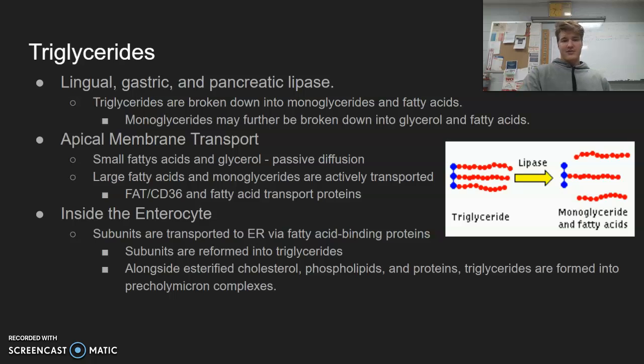But alongside esterified cholesterol, non-esterified cholesterol, phospholipids, and proteins, triglycerides are all going to come together and form lipoproteins known as chylomicrons that are essential for fat transport or fat absorption.